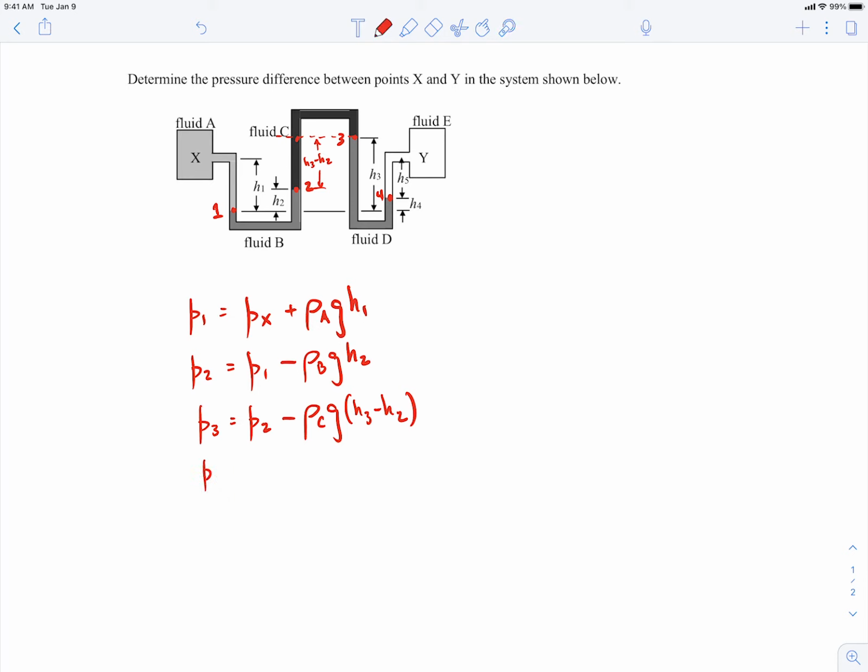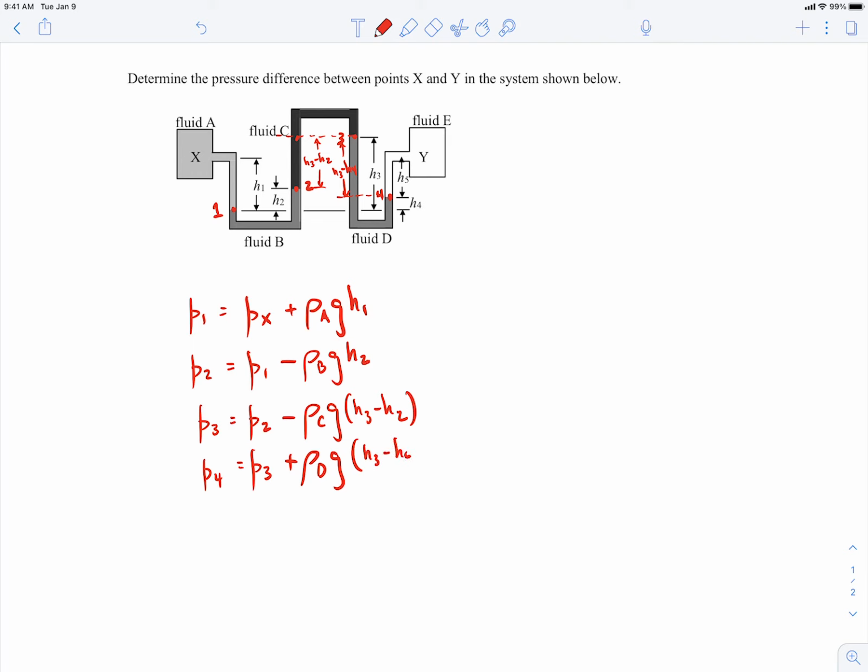Okay, so let's go to point 4. So the pressure at 4 is the pressure at 3, but now I'm moving down a distance of h3 minus h4. So let me just sketch that in here. This distance to this point is h3 minus h4. Sorry, it's kind of sloppy there. So I'm adding in the weight of fluid D because I'm moving in fluid D here. So that's why I have rho D times g, and then the vertical distance I'm moving is this h3 minus h4. So right here, h3 minus h4.